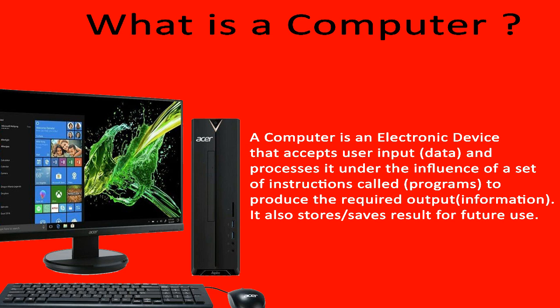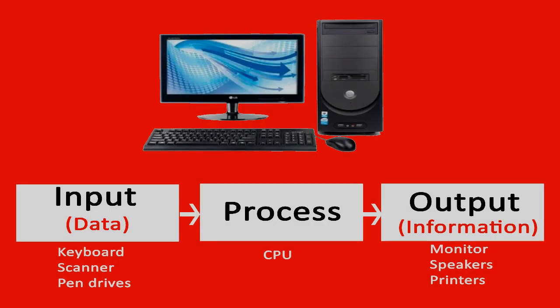So we are going to move to the next bit, that you have to input data through the keyboard, the scanners, the pen drives. After you input the data, it is processed through the CPU and sent to the output or to the displays. That is the monitor to display, the speakers for the sound. So those are the output devices. After the data has been processed, it is taken to the output devices through the monitor, the speakers and such.